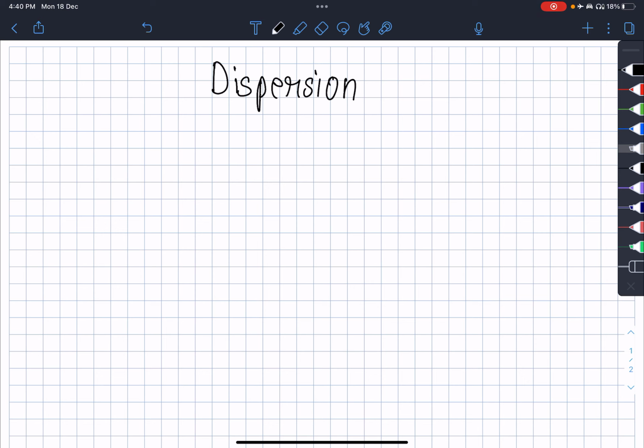Now in dispersion, let's take the example of cricket. We have two players, player A and player B. We have the data of their previous three matches: match one, match two, match three. Player A made, let's suppose, zero in the first match. He got out on zero.